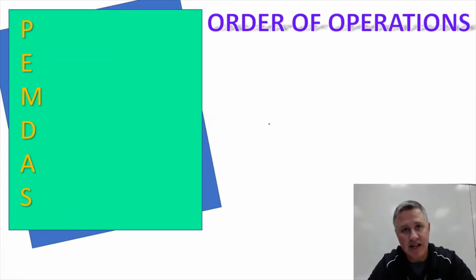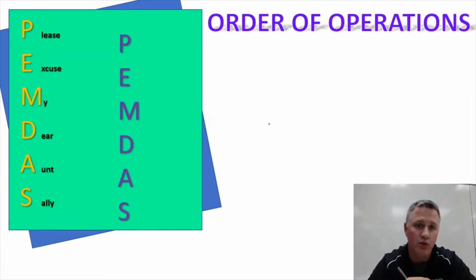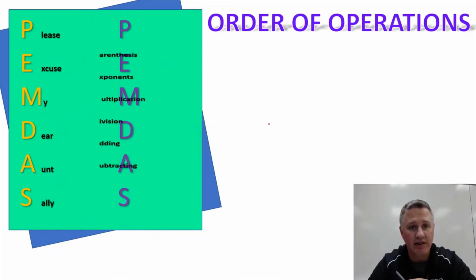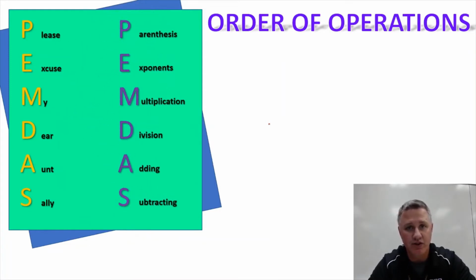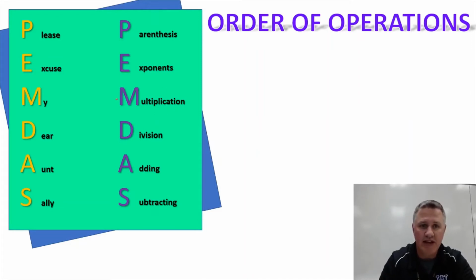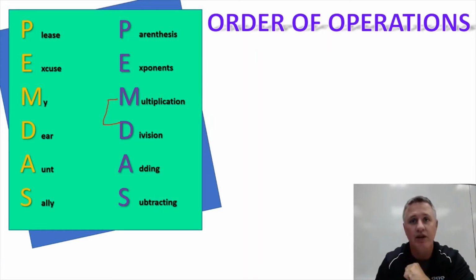PEMDAS, the saying is, please excuse my dear Aunt Sally, which really stands for, if you have parentheses, you start there first, right? Then go on to exponents. And just remember, if you have multiplication and division, these two work together. So whatever you have first, you work left to right. And addition and subtraction, they also work together. You work left to right. All right, so we're going to see examples of those in these following problems. So let's see if you got your homework correct.